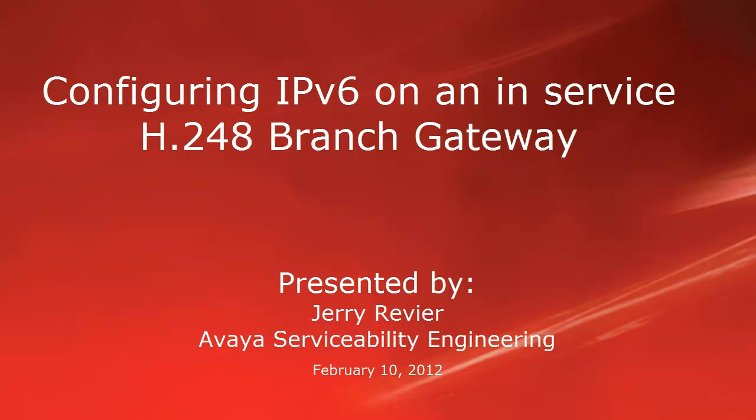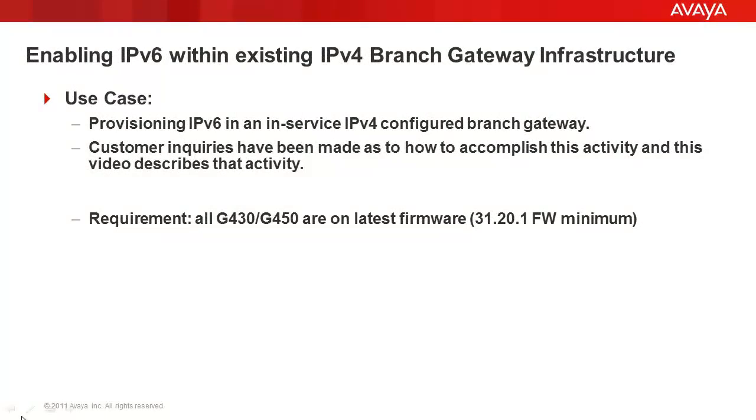Today we are going to look at configuring IPv6 on an in-service H.248 branch gateway. I will be addressing the use case stated here, provisioning IPv6 in an in-service IPv4 configured branch gateway. We will see the operational steps to provide that provisioning.